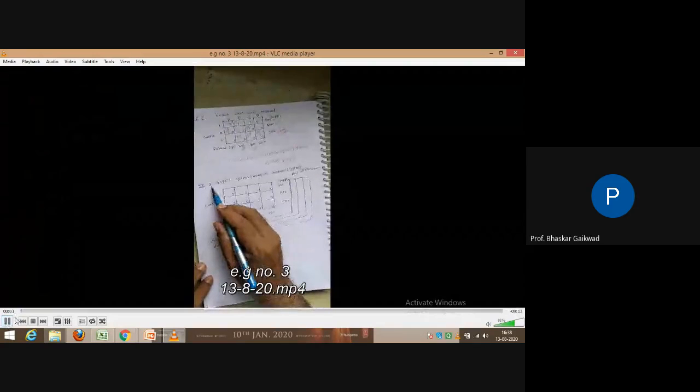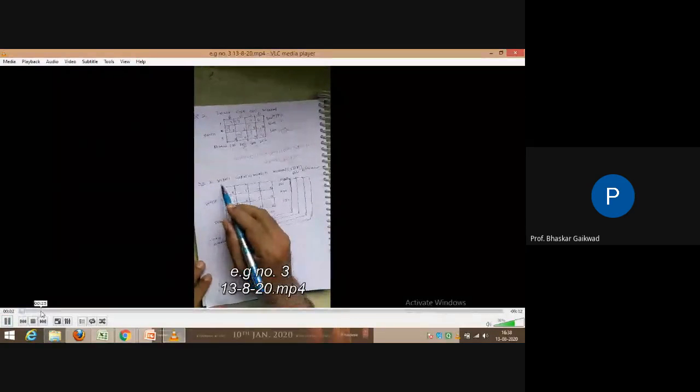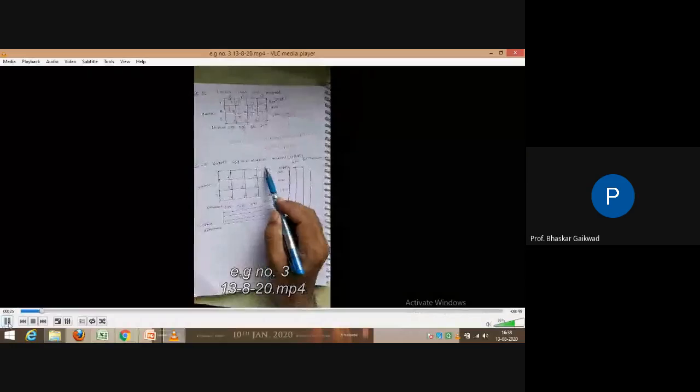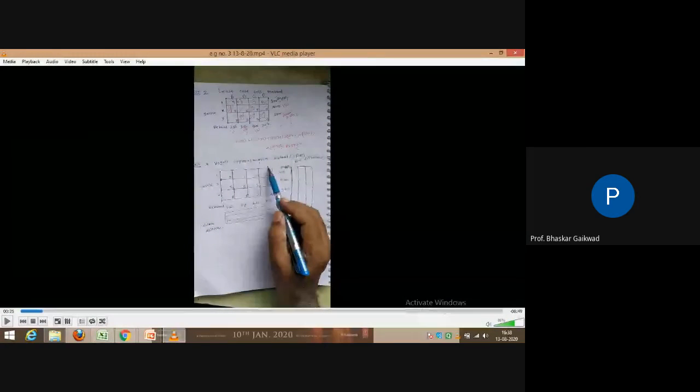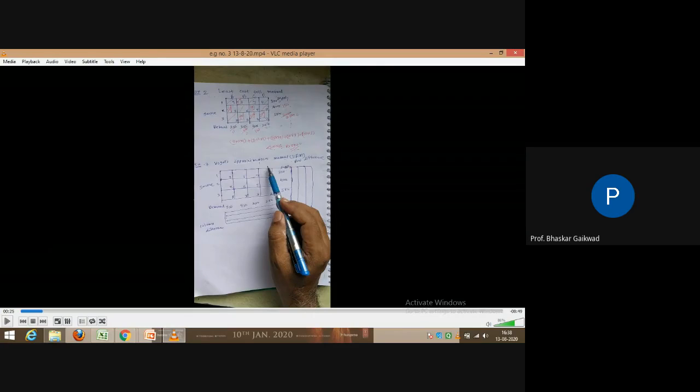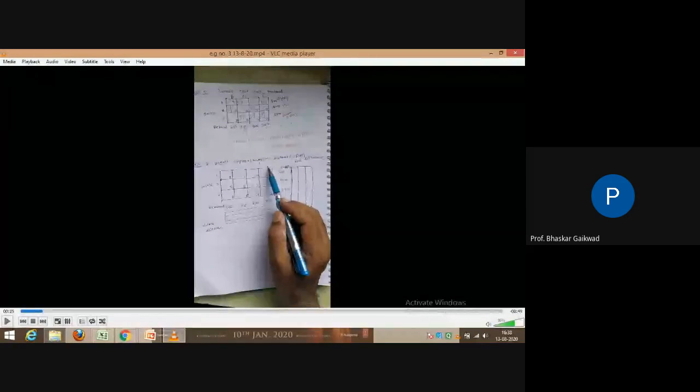Now this is example number 3. First slide. Okay, so this is the VAM method, Vogel's Approximation Method. Same problem we have taken, but very little difference as compared to the above two methods. So in this method, first of all, you have to find out the row difference and column difference.